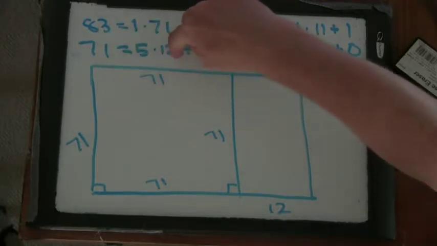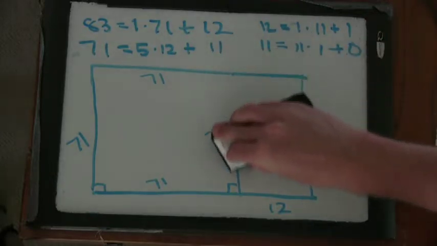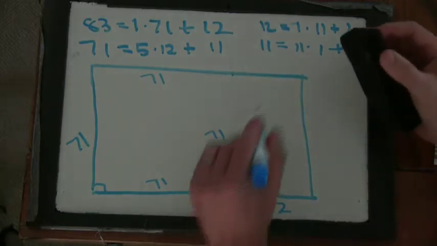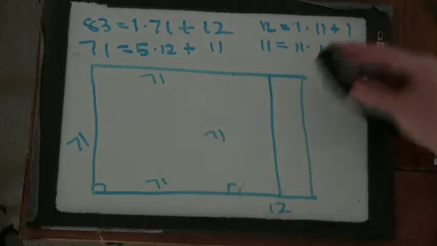71 equals 5 times 12 plus 11. What is the geometric interpretation of this going to be? It means that 5 squares with side length 12 plus 11 more can fit into this picture. Okay, so maybe what I have to do is make it more like this. I think that'll be a better picture.